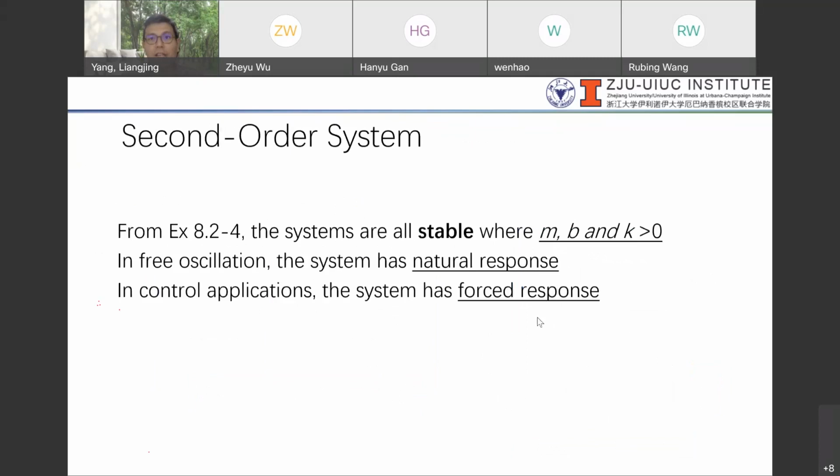Remember that in this free oscillation, just now it was a free response, or natural response. So in control application, you're gonna have force that is driving the system. So it's a force response. So this time around, it's no longer a homogeneous equation, you will have external force, right?